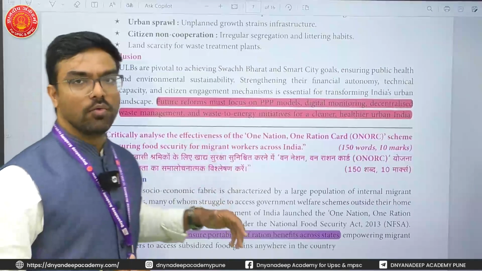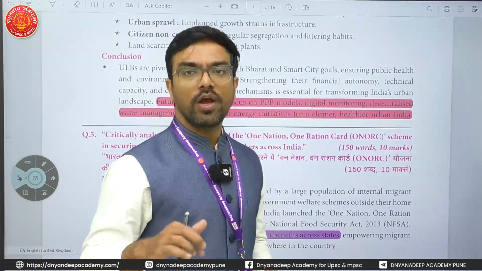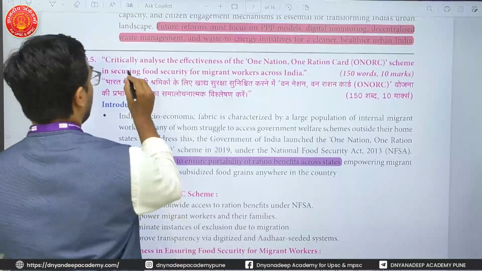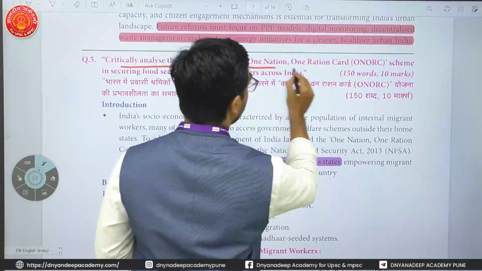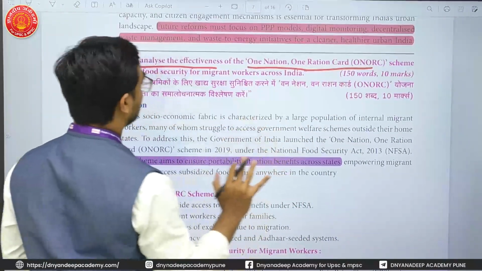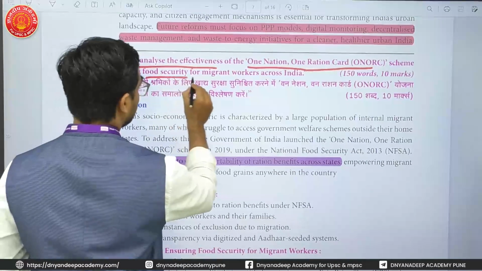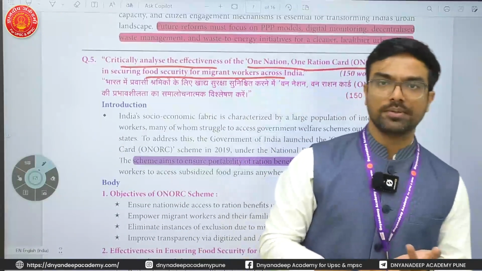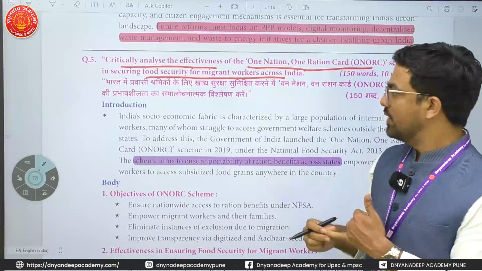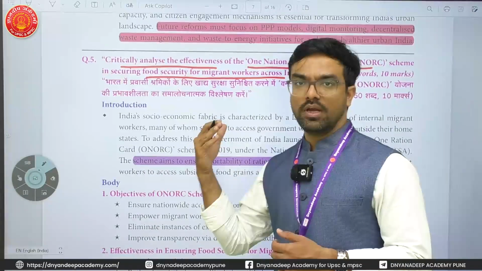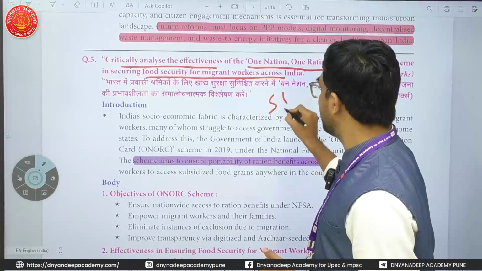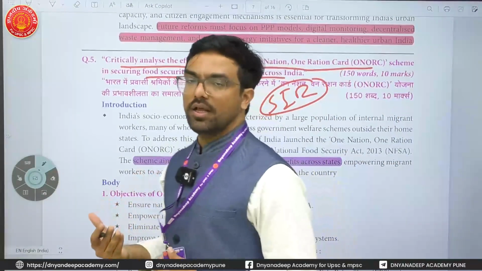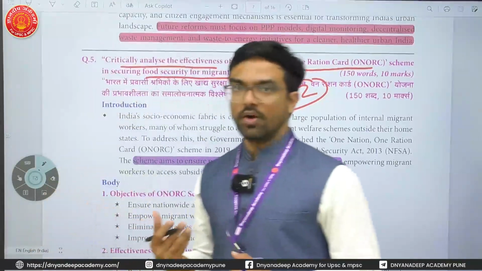Because we are presenting challenges, we also have to write what measures should be taken. Now the question number 5, it says: critically analyze the effectiveness of the One Nation One Ration Card scheme in securing food security for migrant workers across India. So this is a very important question. Why? Because internal migration in India is a very hot issue now, because of Bihar's special intensive revision of the voter list, right? Because of this, the issue of migrant workers is a very hot topic in discussion.